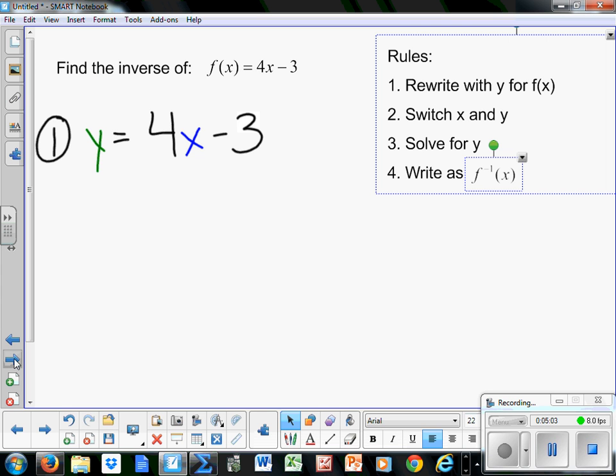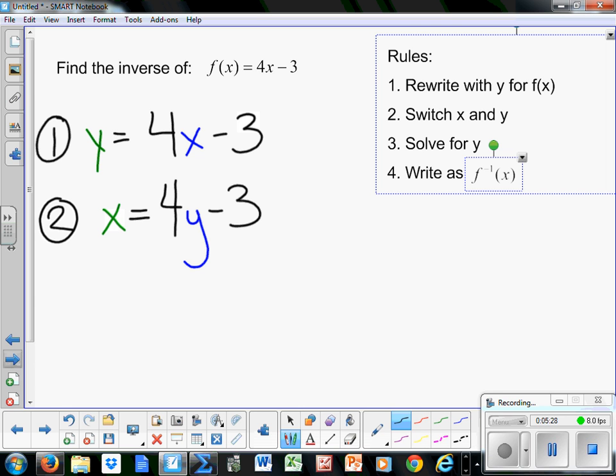That's our first step. Step number 2 is switch our x's and y's. Just so you know, I'm going to switch the colors so that your x is now green and your y is now going to be blue, so that you can see with color as well as with location and where it is in the problem that we're switching our x's and y's.